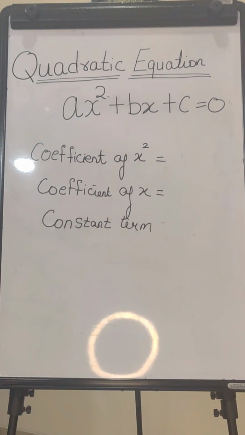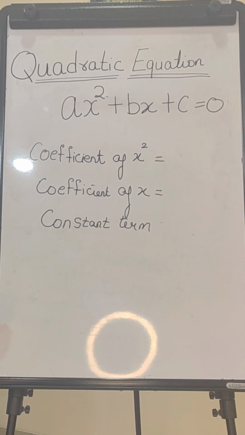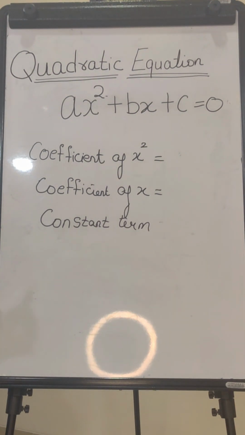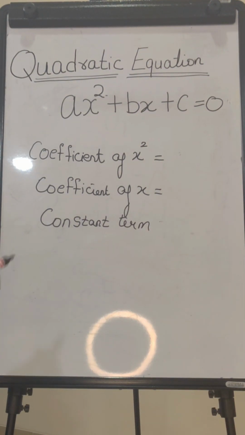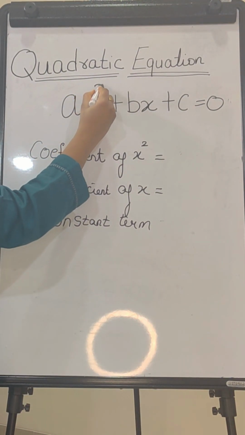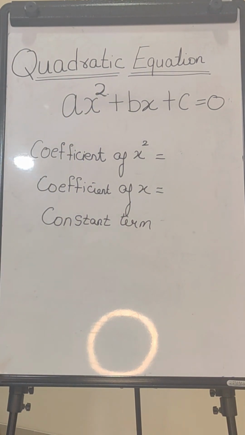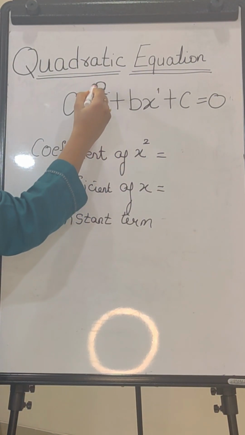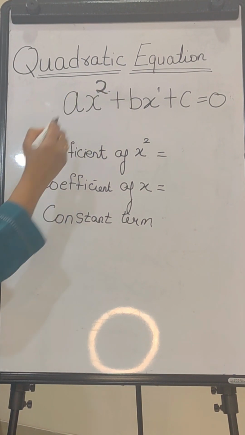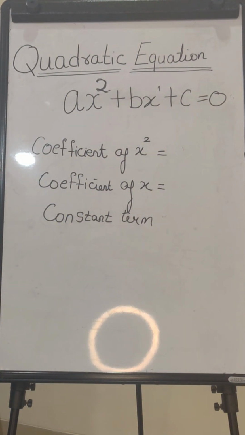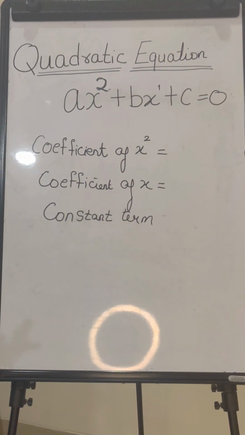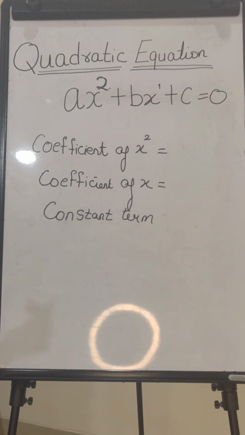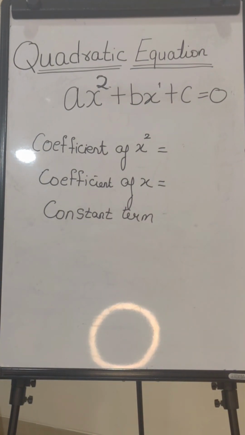Hello, let's talk today about a quadratic equation. In a quadratic equation, the highest power of x will always be 2. Like here, power of x is 1 and power of x is 2. So since the highest power of x is 2, therefore I can say that this is a quadratic equation.